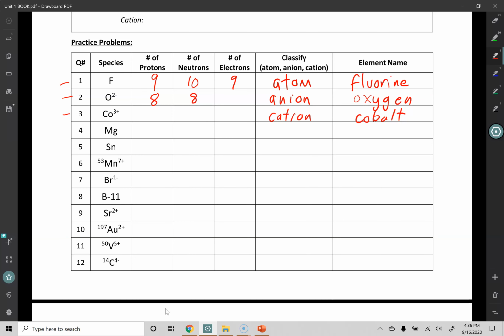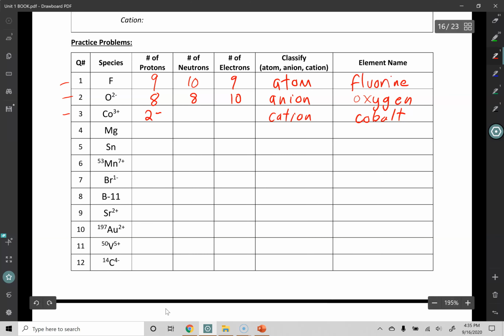Okay, number of electrons. I can take my number of protons and then subtract the charge. So I have 8 protons in oxygen. 8 minus -2 gives me 10 electrons. How'd you do? Hopefully you got them. Up next, we'll look at cobalt.